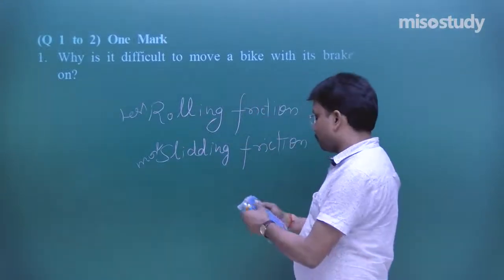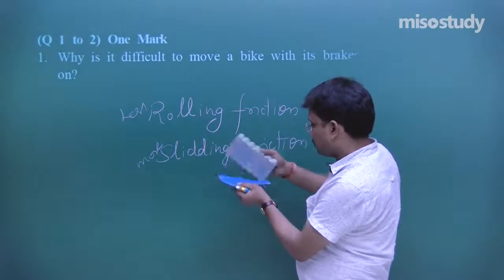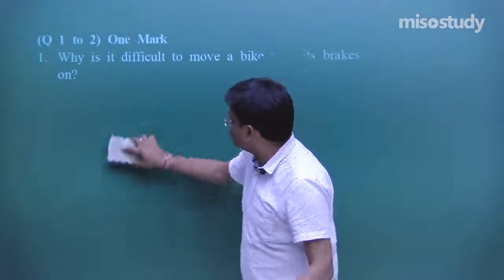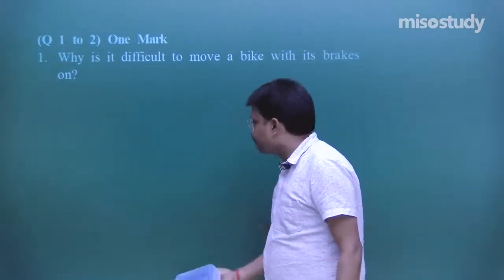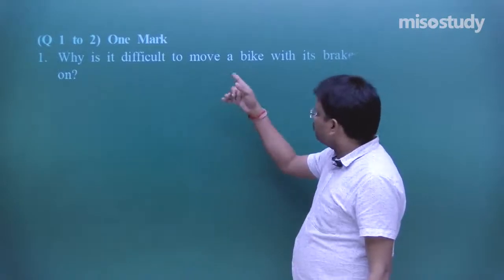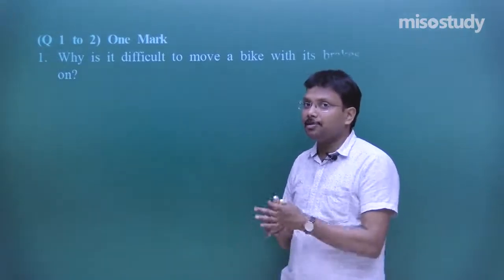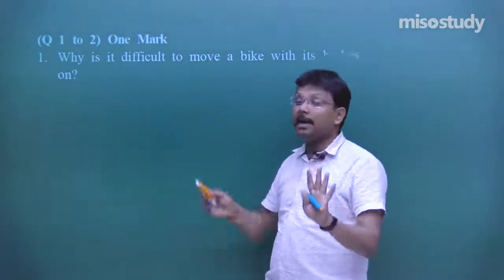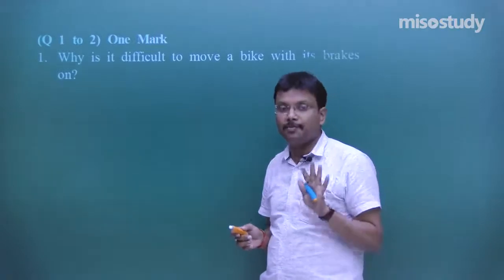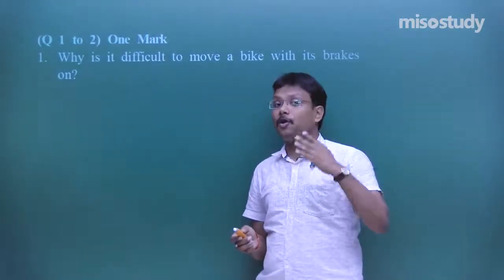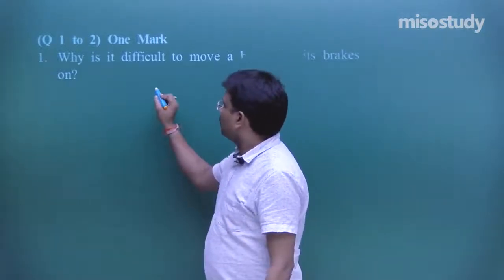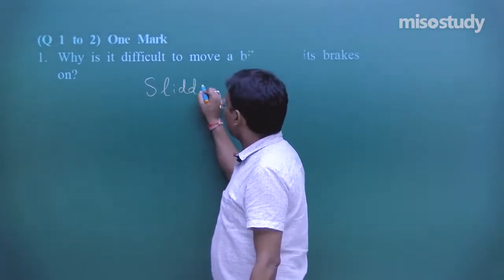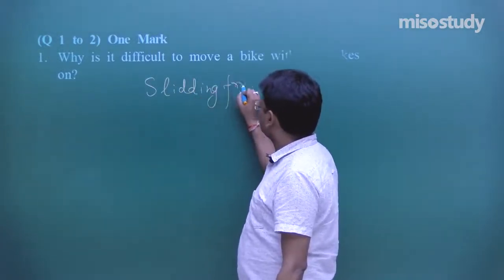Now just remember these 2 points in your mind. Now come on for the solution of this problem. The answer of this problem is, when you press the brakes of the bike, it is due to sliding friction. Simply write sliding friction. The answer should be sliding friction.